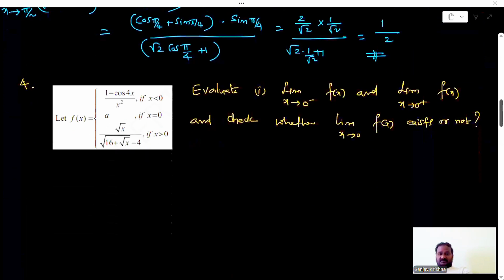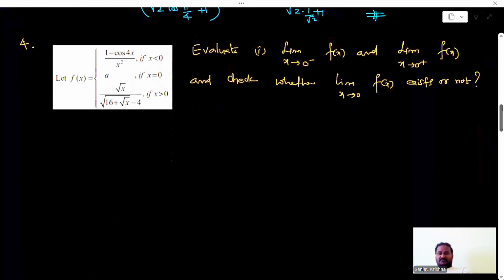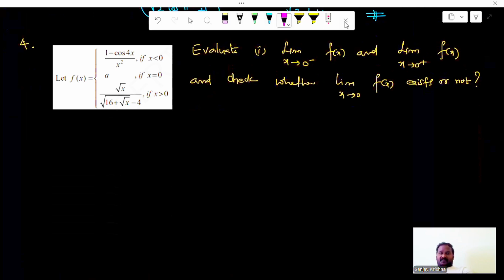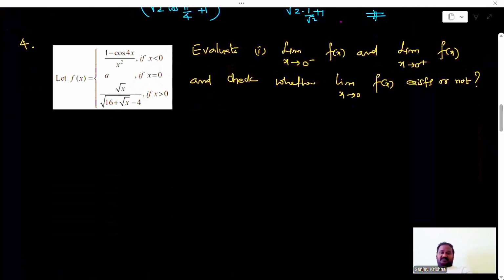Coming to the next problem, which is the fourth problem. Once you observe, this fourth problem is defined differently. So f of x is given as 1 minus cos 4x by x square when x is less than 0, and root x divided by root over 16 plus root x minus 4 when x is greater than 0. Evaluate limit x tends to 0 minus f of x. Let us first find out limit x tends to 0 minus f of x.